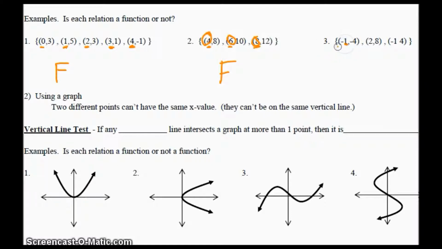Lastly, let's look at -1, -4, 2, 8, and -1, 4. Function or not a function? That's correct. It is not a function.